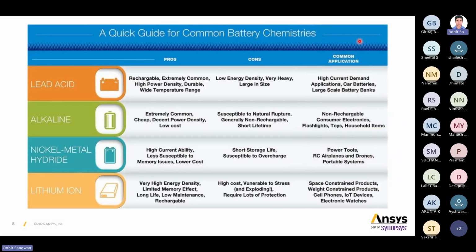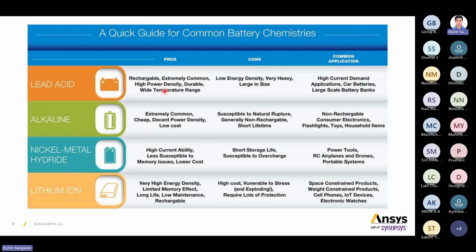When we talk about the electrode level, we should know, while designing a battery, what kind of battery we have to use. Based on the application, there are some pros and cons, and there are different applications with respect to our battery. So we know we have lead acid batteries, alkaline batteries, nickel metal hydride batteries, and lithium ion batteries.